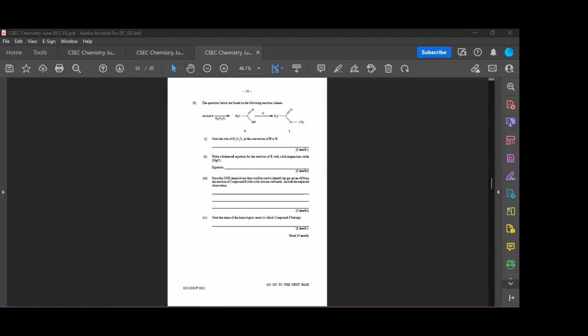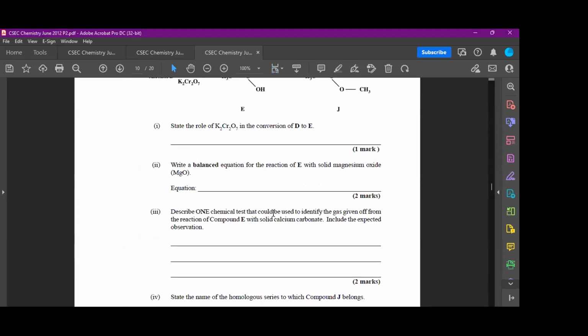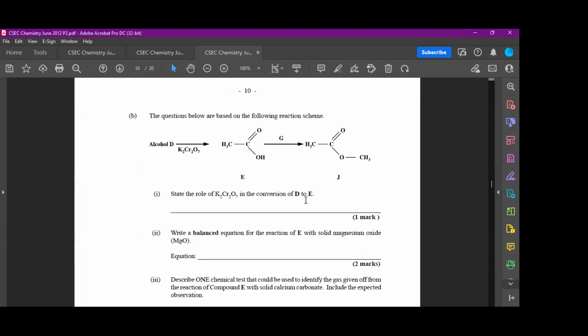All right, so for this one, it gives you a reaction sequence. It tells you that we're starting off with an alcohol D. It didn't ask you to identify these things. Then it gives you E, gives you J, and asks you to state the role of potassium dichromate. What is the purpose of the dichromate? Sir, it's a catalyst, sir. Catalyst? What else?